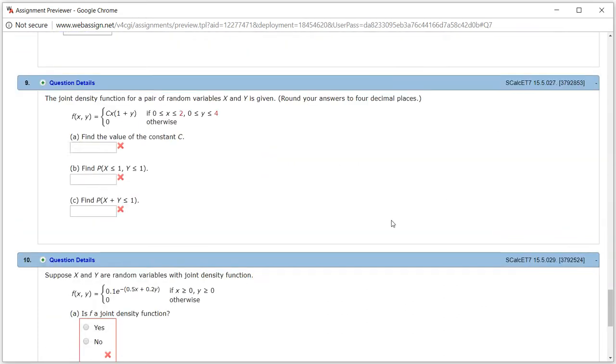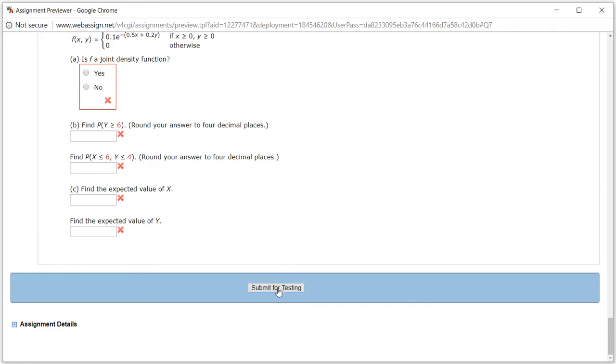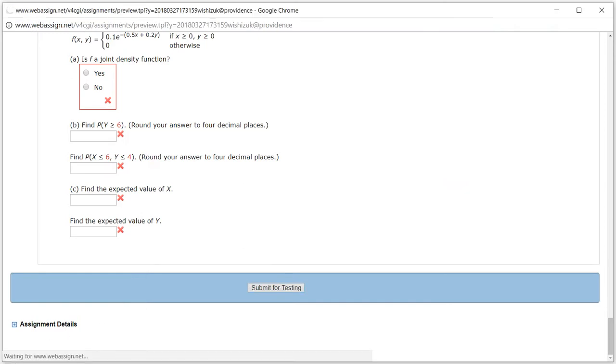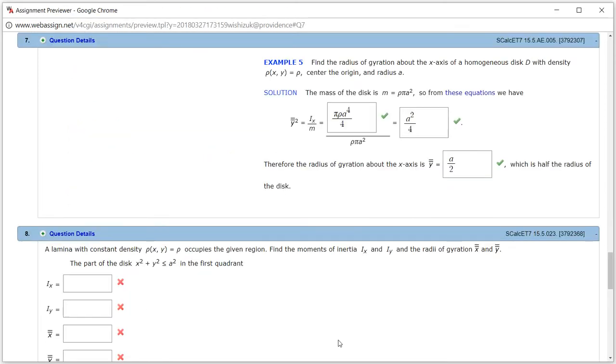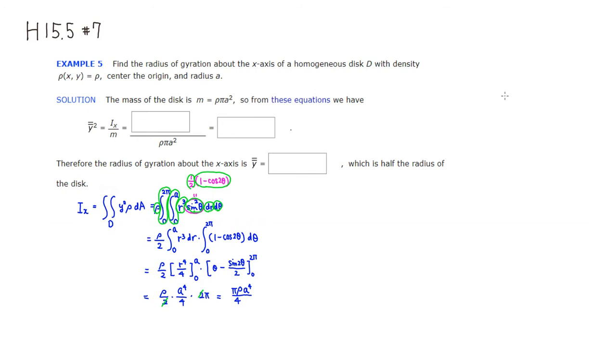All right, so let's submit for testing. I came back and it looks like we got this one correctly. All right, that's it. I hope that this was clear.